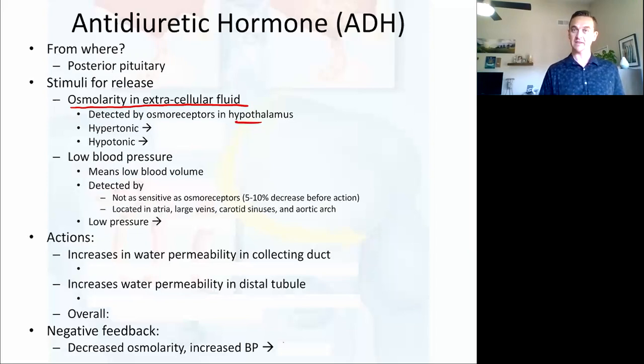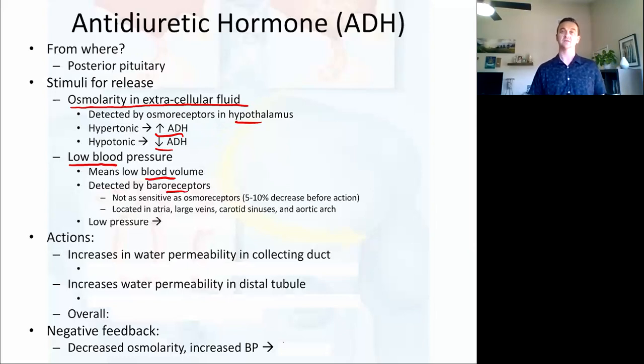Now if our extracellular fluid becomes hypertonic, meaning it's highly concentrated, that's going to increase our ADH. If it goes the other way, if we start getting diluted or not very concentrated, then we'll decrease ADH release. Also low blood pressure, which really means low blood volume, is detected by baroreceptors, and those are pressure receptors, right? And these are not as sensitive as the osmoreceptors.